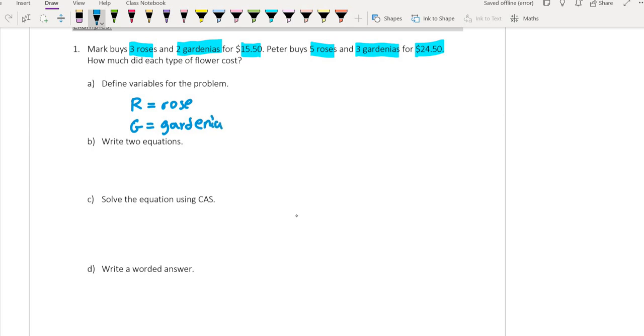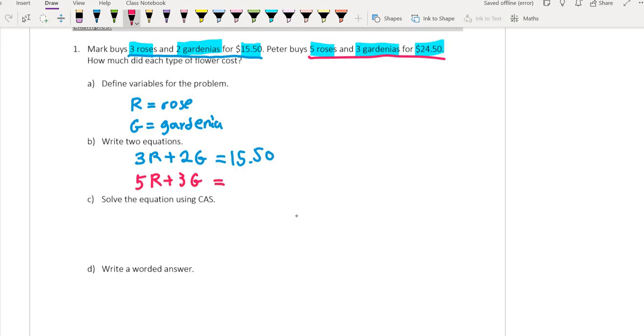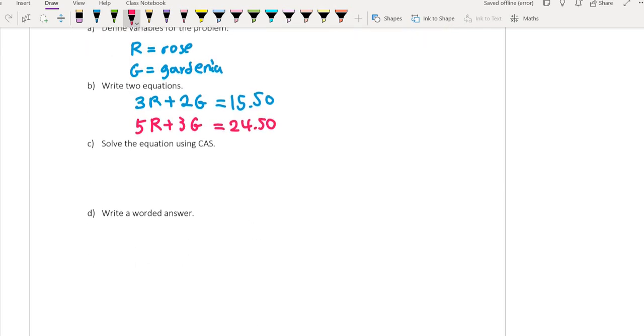And then after that, we want to write 2 equations. So first equation comes from this bit of information where we have the 3R plus 2G equaling 15.50. And the second equation comes from this bit of information where we have 5R plus 3G equaling 24.50. When we have the 2 equations, we've done all the hard work.